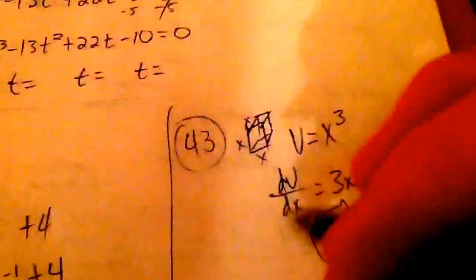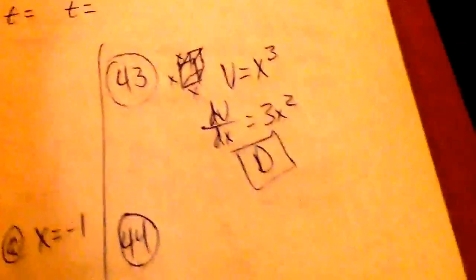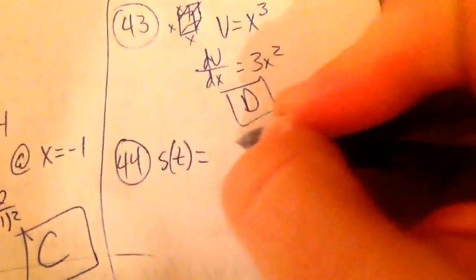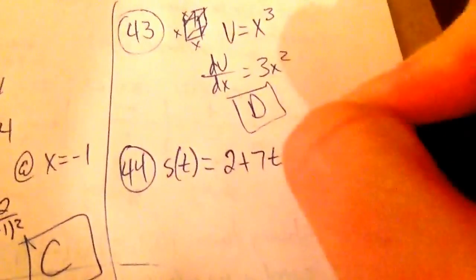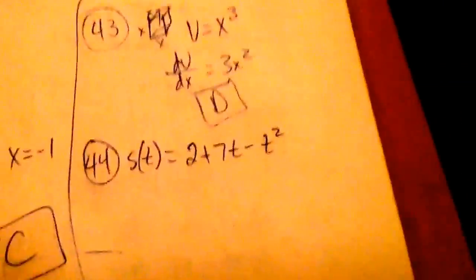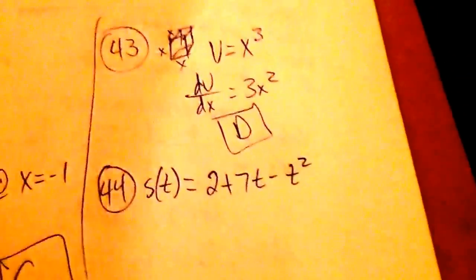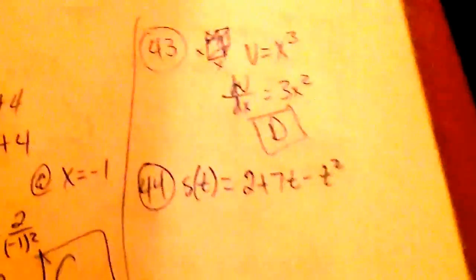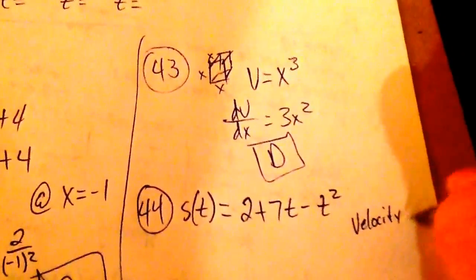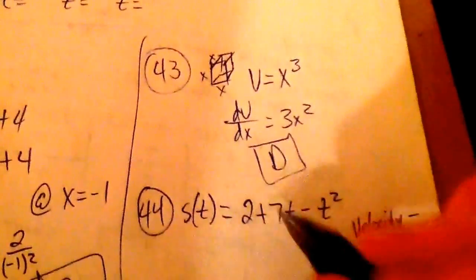Okay, 44. They give us a position function, and we gotta figure out when it's moving to the left. So s of t equals 2 plus 7t minus t squared. At which of the following times is the particle moving to the left? So to me, moving to the left means velocity is negative. So I'm trying to figure out when the velocity is going to be negative.